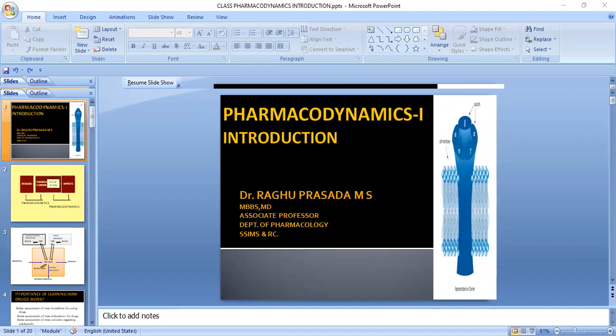But the antagonist is one more drug which has affinity but no efficacy. Just now we learned that when binding is there and efficacy is also there, that is an agonist. An antagonist is a drug which has affinity but no efficacy. So that is the antagonist. Among these antagonists, we have two types, that is competitive antagonist and non-competitive antagonist.